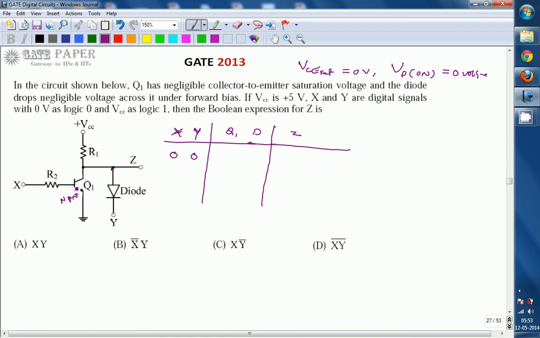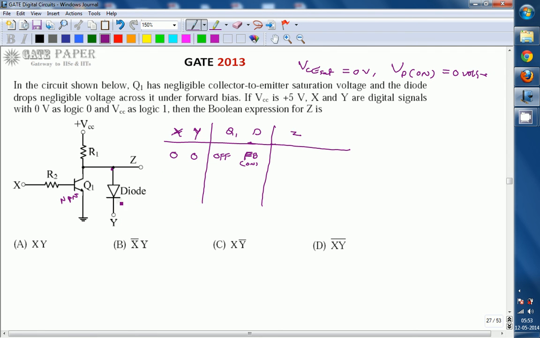X is equal to 0 is logic 0 you are applying for the NPN transistor, so that it will be in the off condition. And for the diode you are applying Y, Y is equal to 0. 0 volts you are applying for the diode, and the P side is connected with VCC. That implies the diode will be under forward bias. Forward bias is the on condition. So the diode is on, Q1 is off.